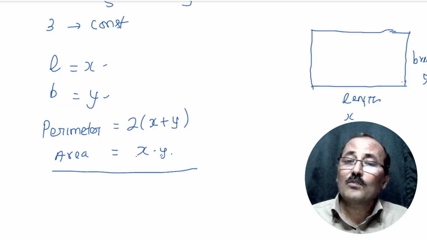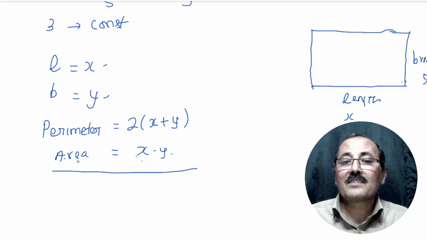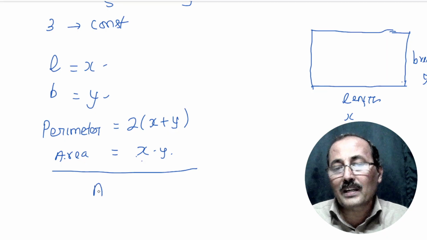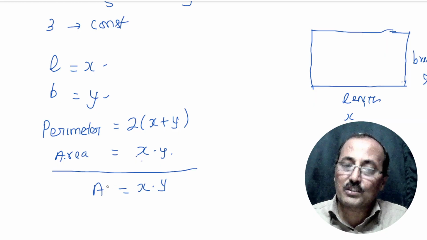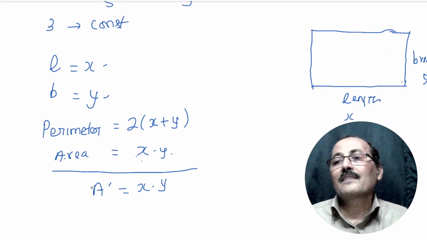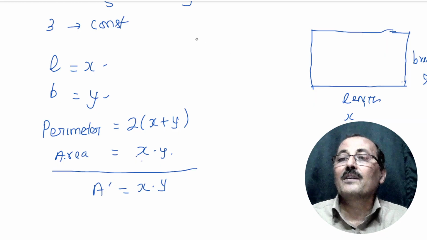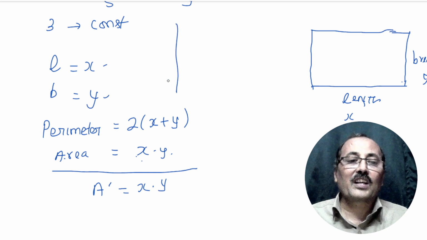X is length, y is breadth, and area is also one variable, because its value depends upon these measurements. That's why we will write a equal to x into y. Why? This is also a variable only. So if x increases or y decreases or increases, this value will increase or decrease. That is the beauty of the algebraic expression.